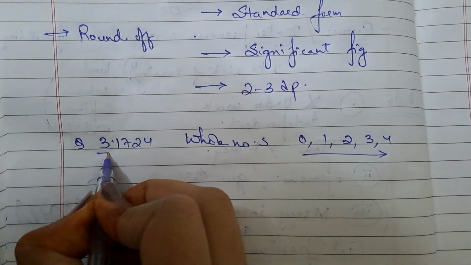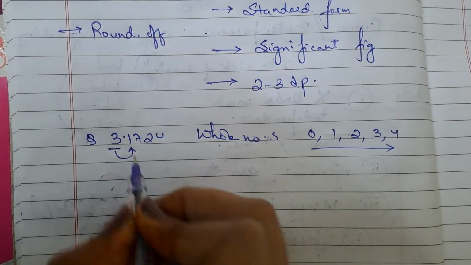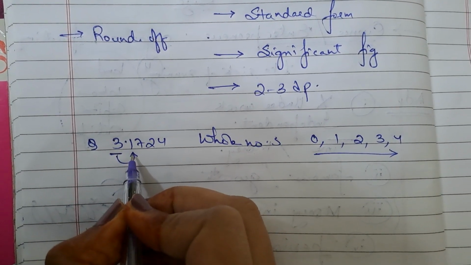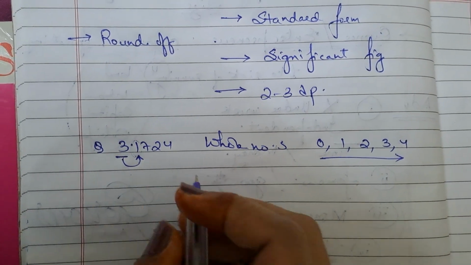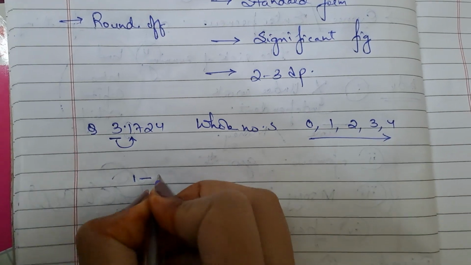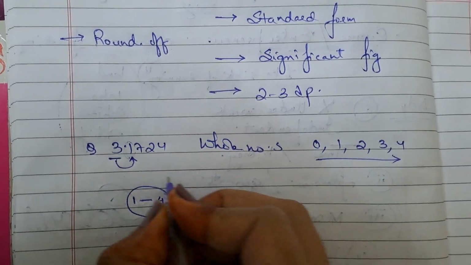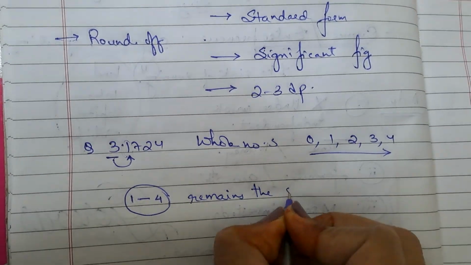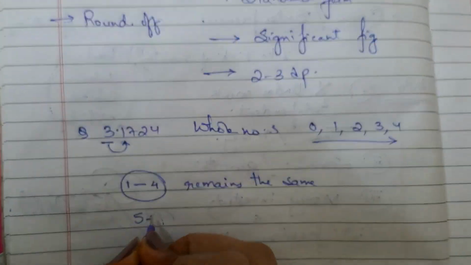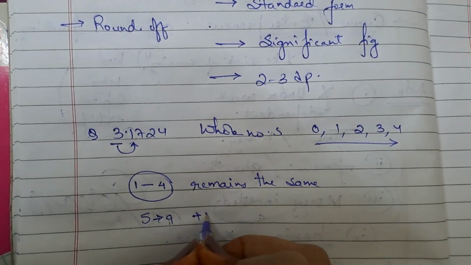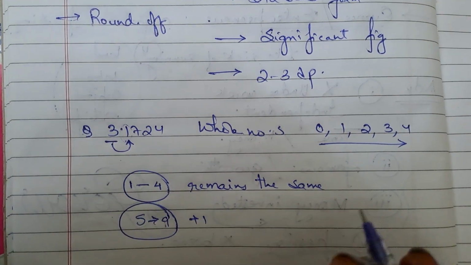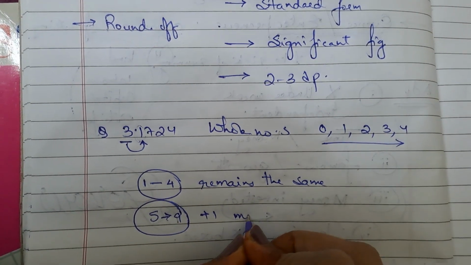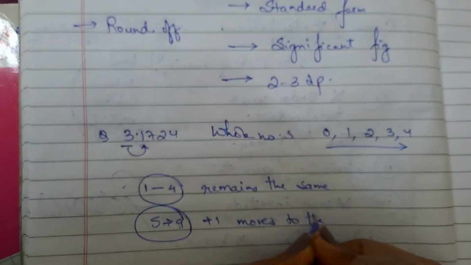I need to see, this is my whole number place. Right after this, the position right after my whole number position is what I have to look at. What is it over here? It is 1. So I know from 1 to 4 the whole number remains the same. And if it is from 5 to 9, then it increases by 1. It moves to the next number.